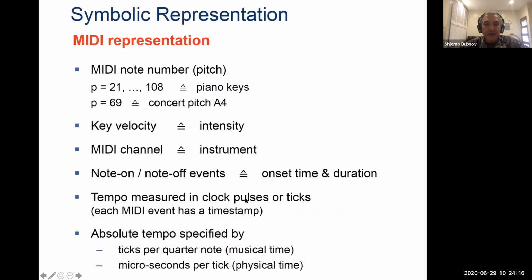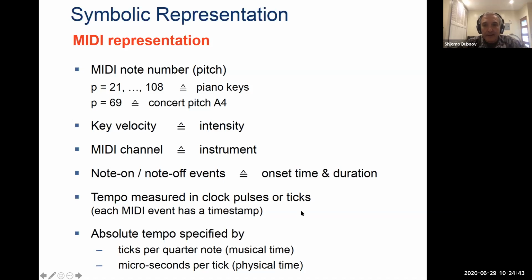This is measured in ticks or clock pulses, and then you need some kind of reference tempo, saying how fast your clock moves. So this is a tempo. I want you to be aware of this notion of speed, basically, because the same piece can be played slowly or faster.